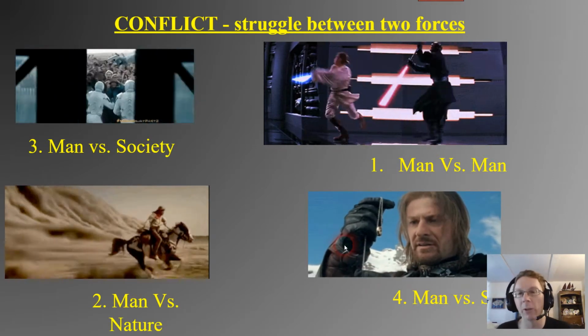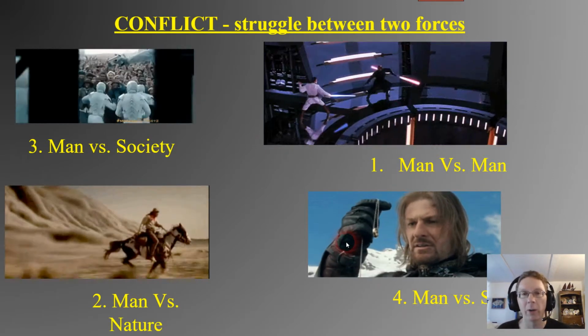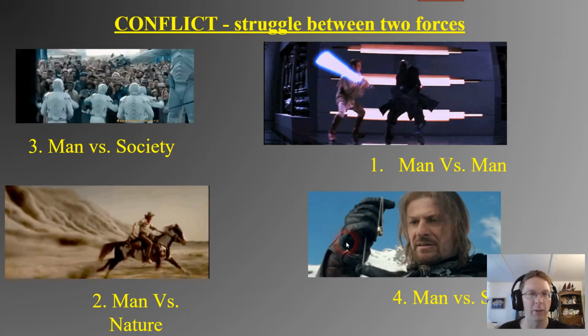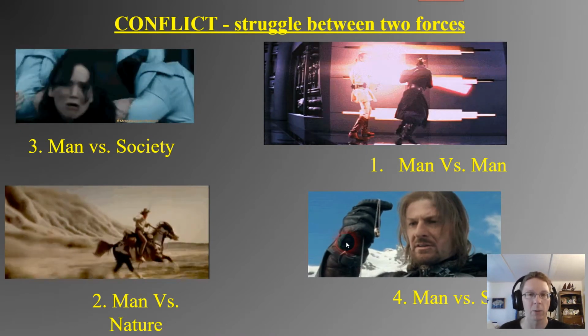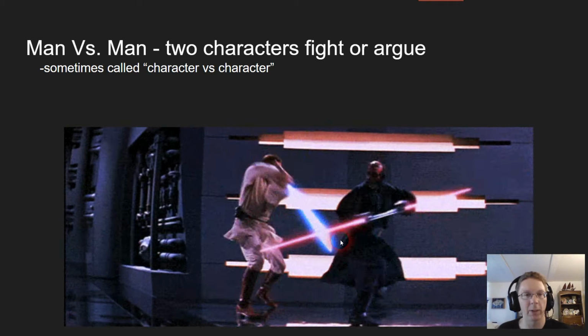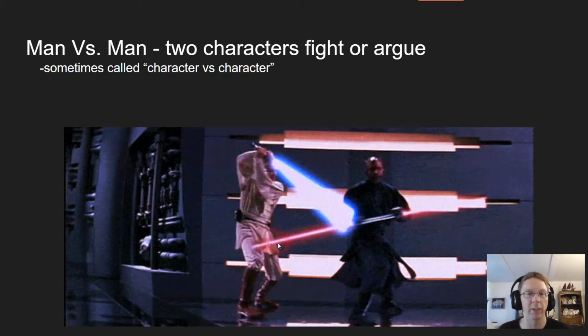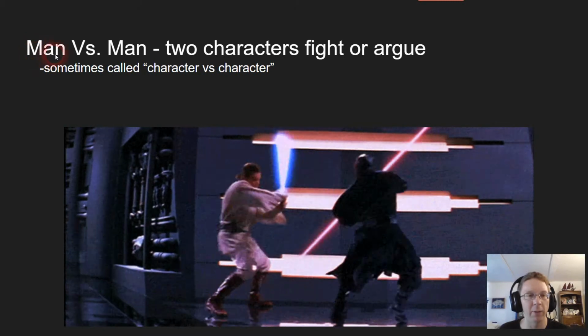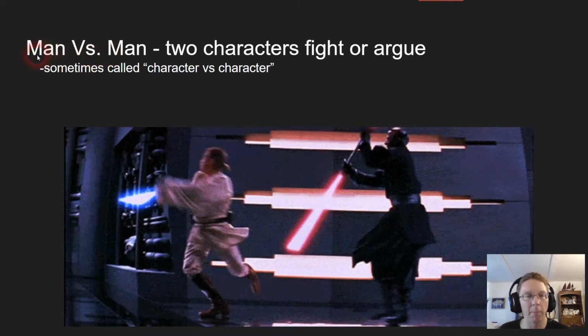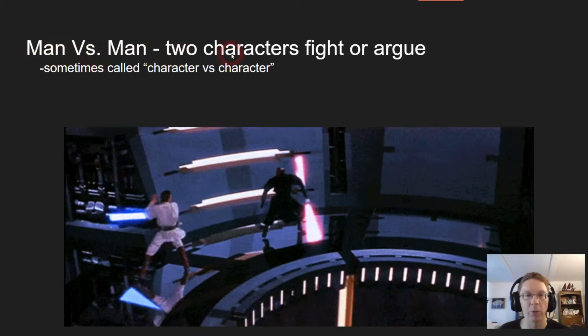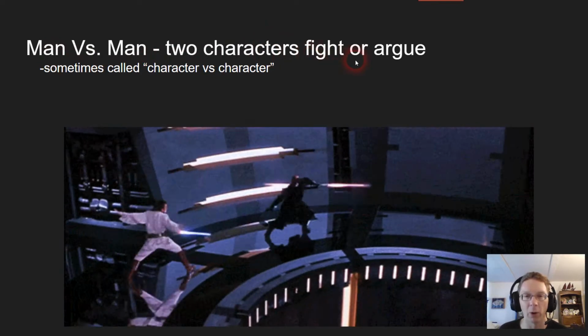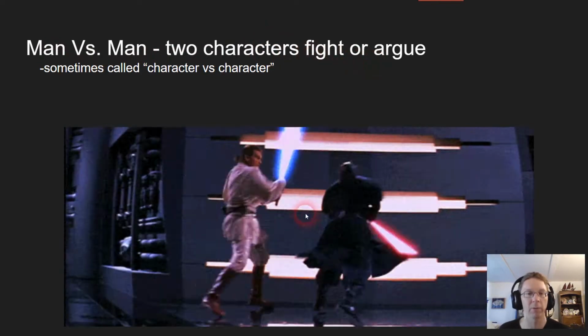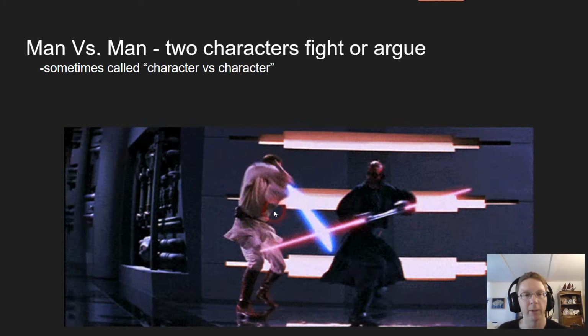So what you need to learn today is the four areas or categories of conflict in the books and in the stories that we read. For example, the very first one, you can see the little video playing that shows an example down there, is called Man versus Man. Man versus Man is when two characters fight or argue. You can see these two characters fighting, I guess, right now.